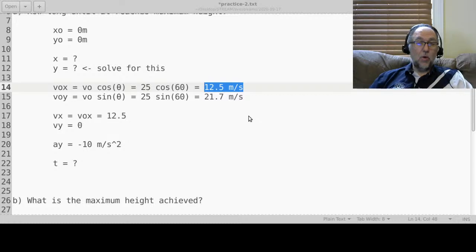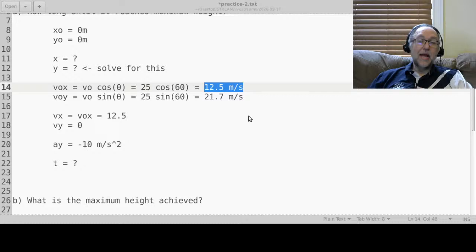So cosine 60 is probably one of those angles that you should memorize. Cosine of 60 degrees is a half. Sine of 30 degrees is a half, and cosine of 60 degrees is a half. Okay, so half of 25 is 12.5.